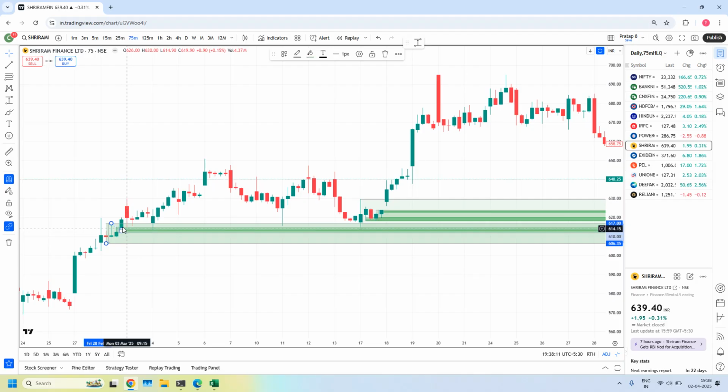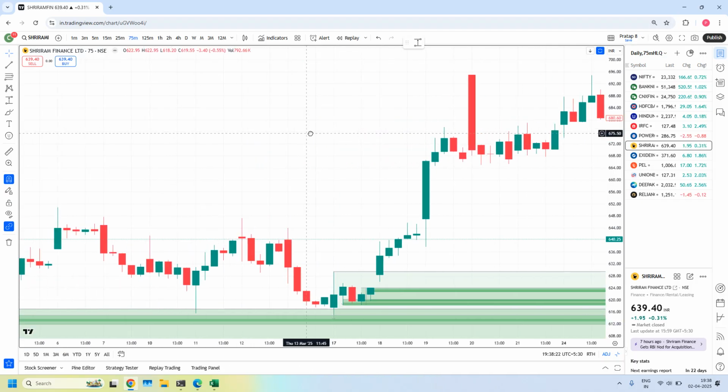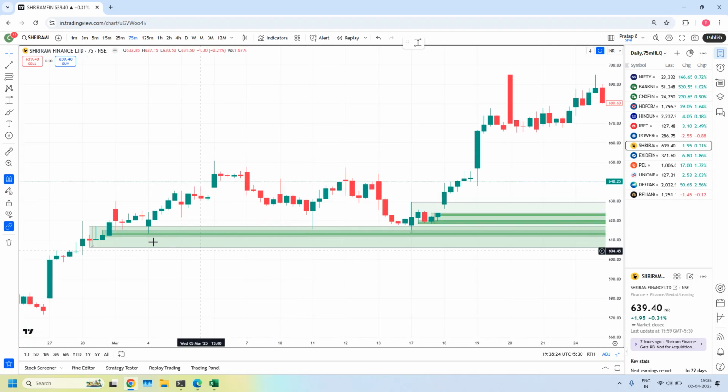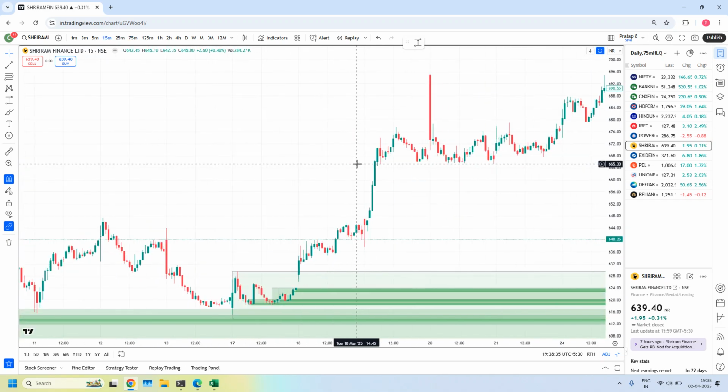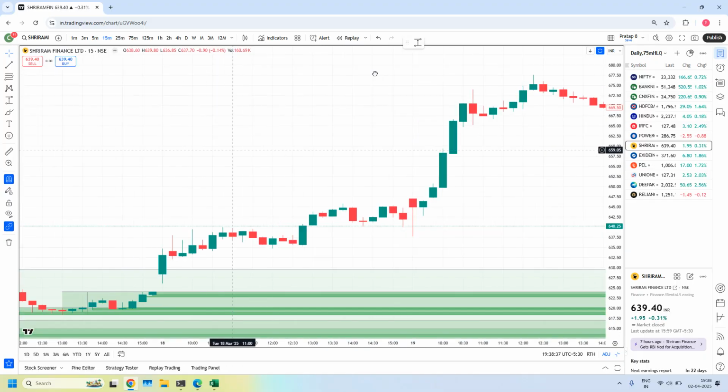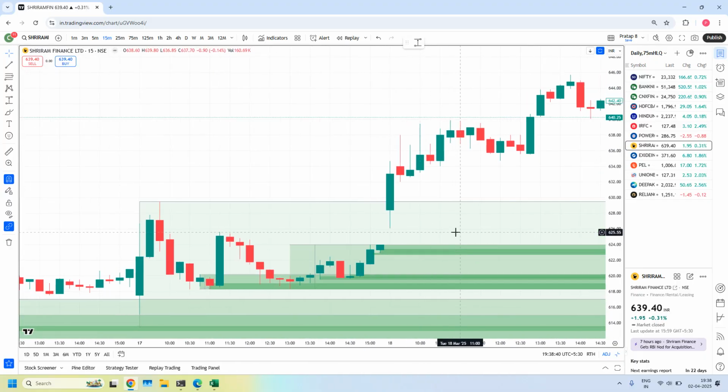Now this is fine tuned in 15 minutes and also fine tuned in 75 minutes. And the 75 minutes is the origin for this entire daily zone. Okay, now we have two order flows. One is at the distal line, 75 minute zone, and another one is inside the zone, drop base rally. Now this one is fine tuned with 15 minutes time frame. So you have a rally, base, rally.